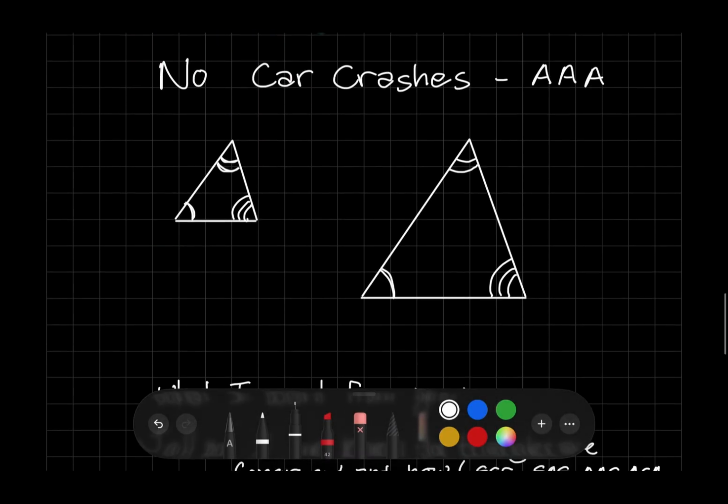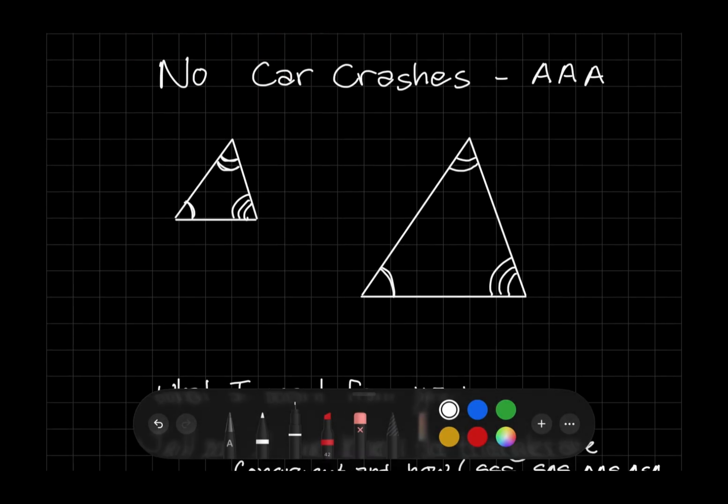All right? We also don't want any car crashes. Angle, angle, angle. These two triangles are obviously not congruent. Look at the size difference between these lines. But all of their angles are congruent. You may remember that these two triangles are actually similar, but not congruent, or not necessarily congruent.